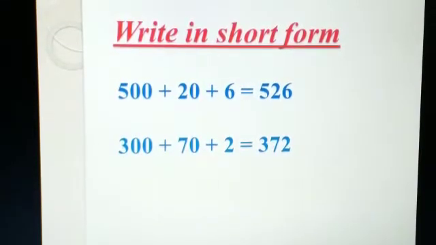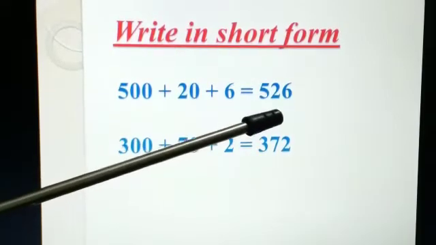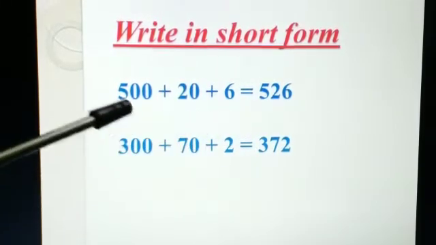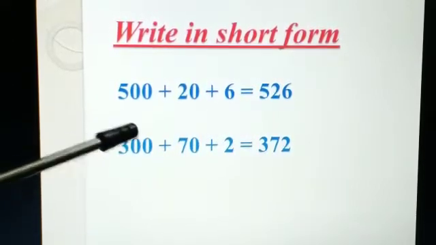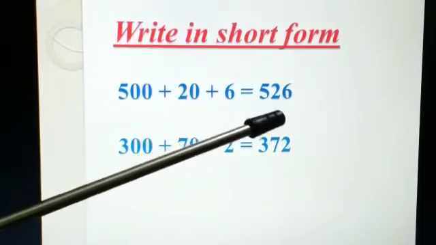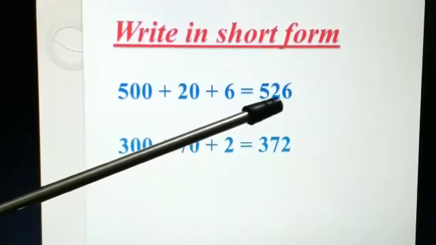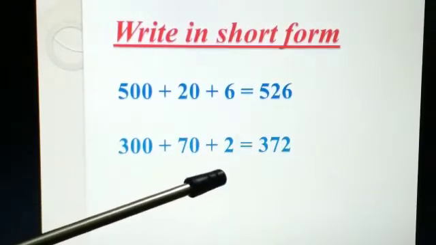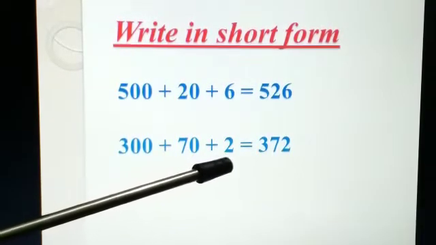Now our next topic is short form. This is just opposite to the expanded form. In this question, expanded forms are given and we have to write their short forms. So, 500 plus 20 plus 6 means if we add all these numbers, we will get 5 at the hundreds place, 2 at the tens place and 6 at the ones place. So, the number will be 526.